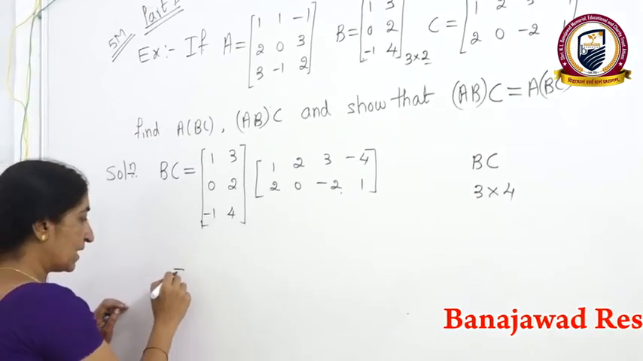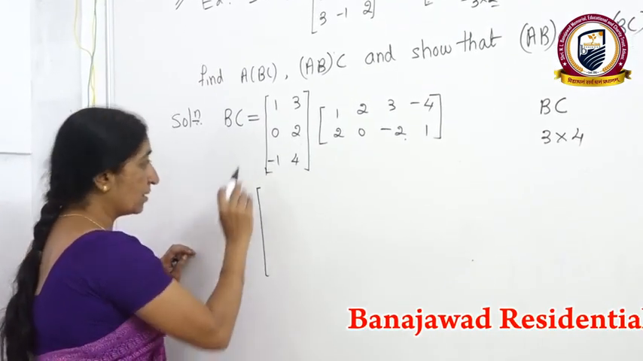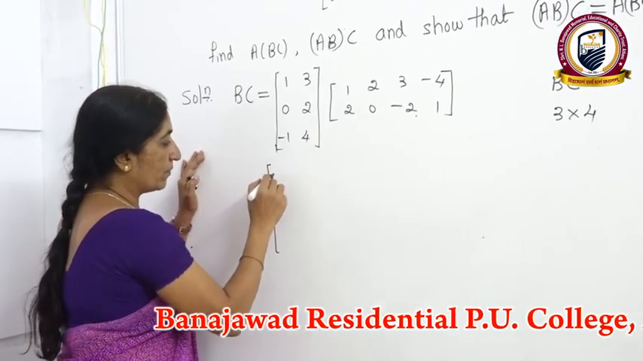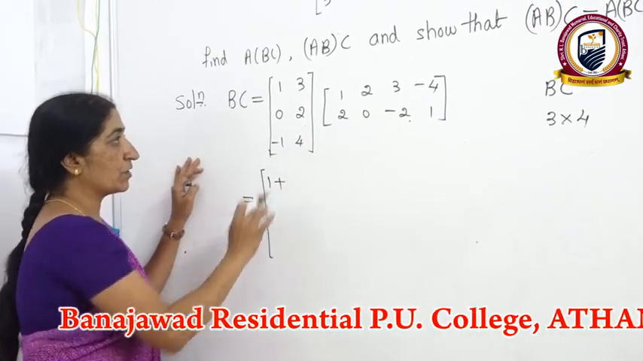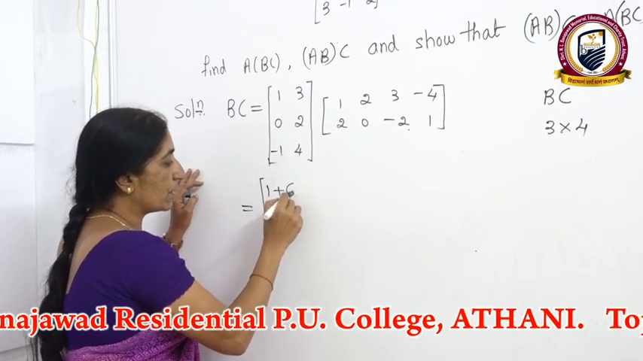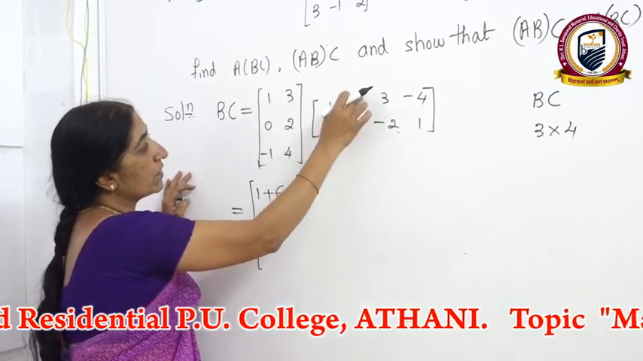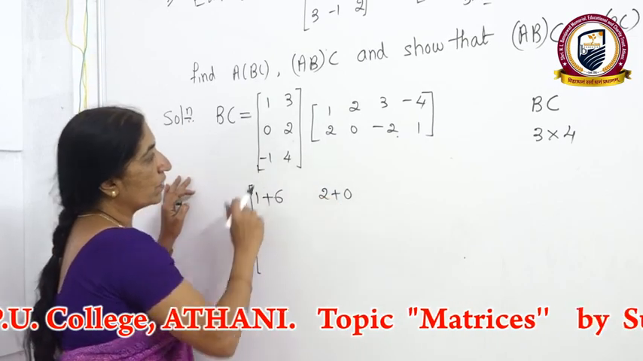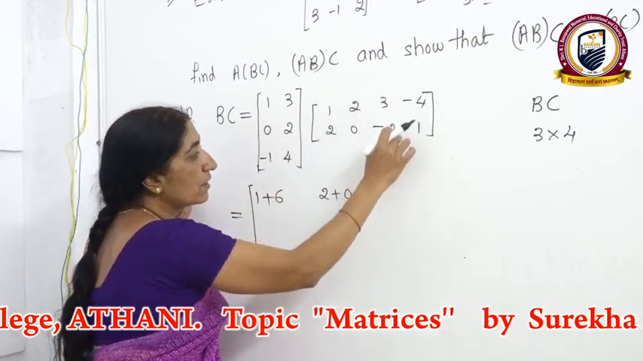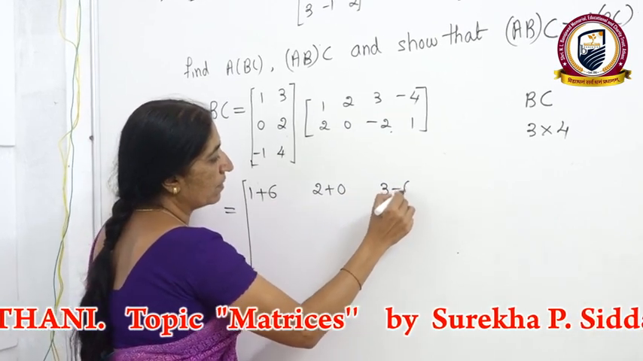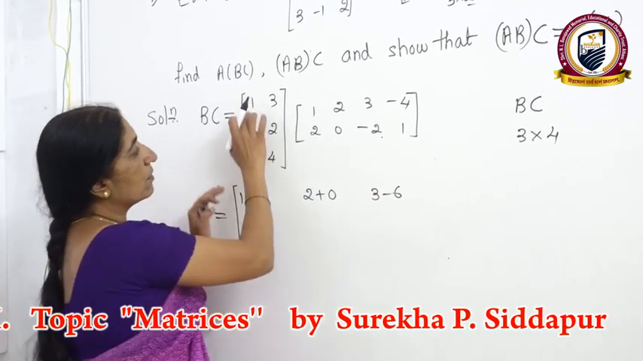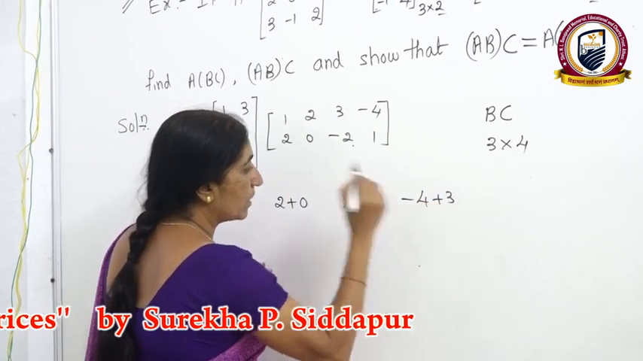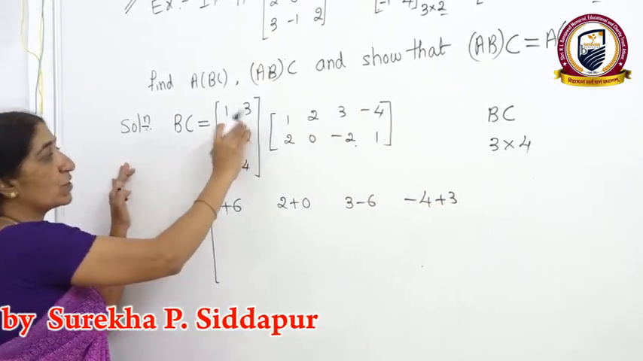Now I am multiplying the matrices term by term. First row with first column: 1 into 1, 3 into 2, 6. Now I am writing the multiplication directly. Then first row with second column, leave some place here: 2 plus 0. Then first row with third column: 3 minus 6. First row with fourth column: minus 4 plus 3. So this completes the first row.